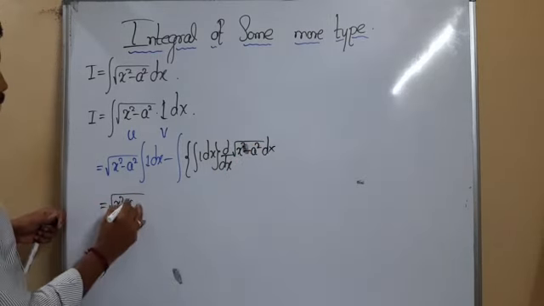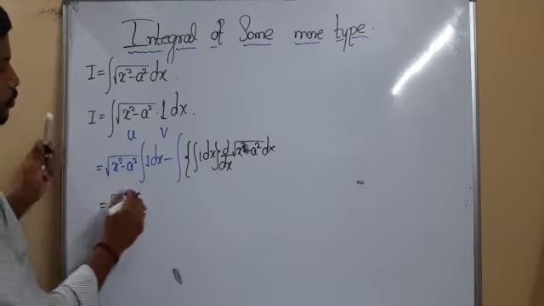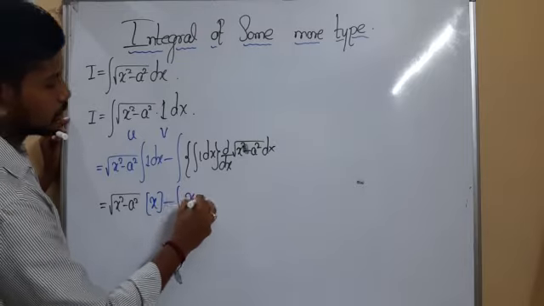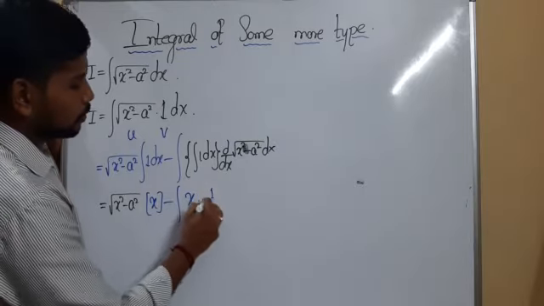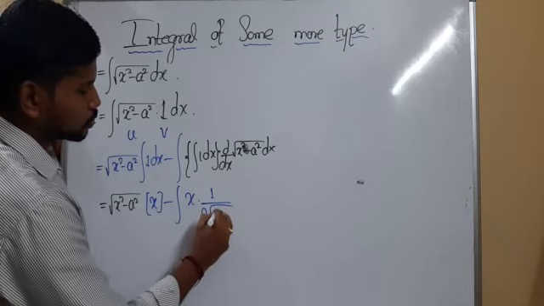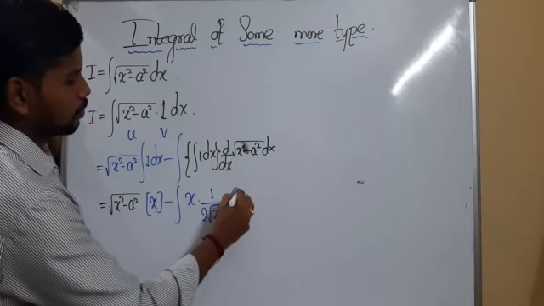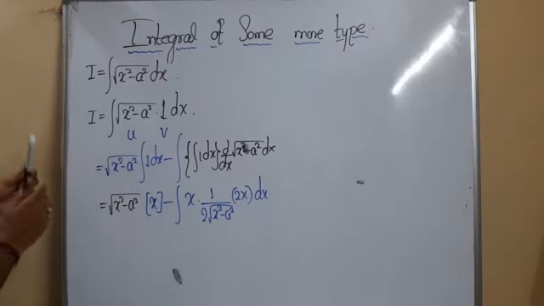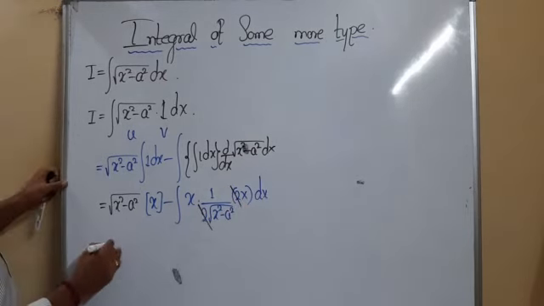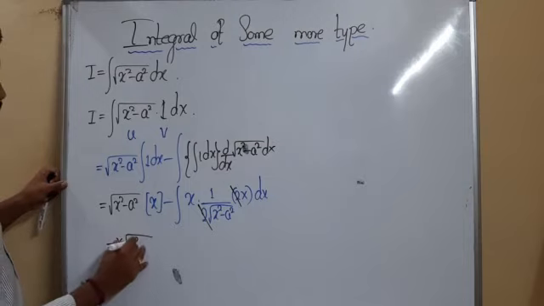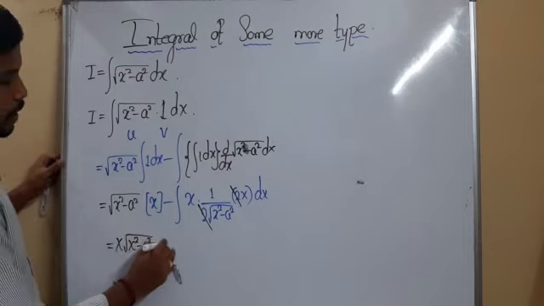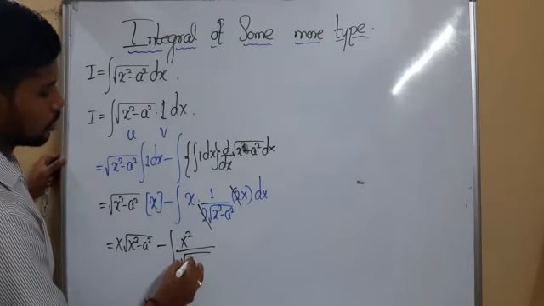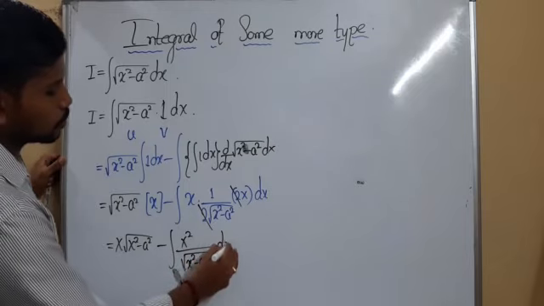Square root of x square minus a square, integral of 1 will be x, minus integral of 1 will be x, root derivative will be 1 by 2 root of x square minus a square, x square derivative will be 2x, a square derivative will be 0 into dx. Got it? 2 will be cancelled. It will be x square root of x square minus a square minus x into x, x square, denominator will be square root of x square minus a square into dx.